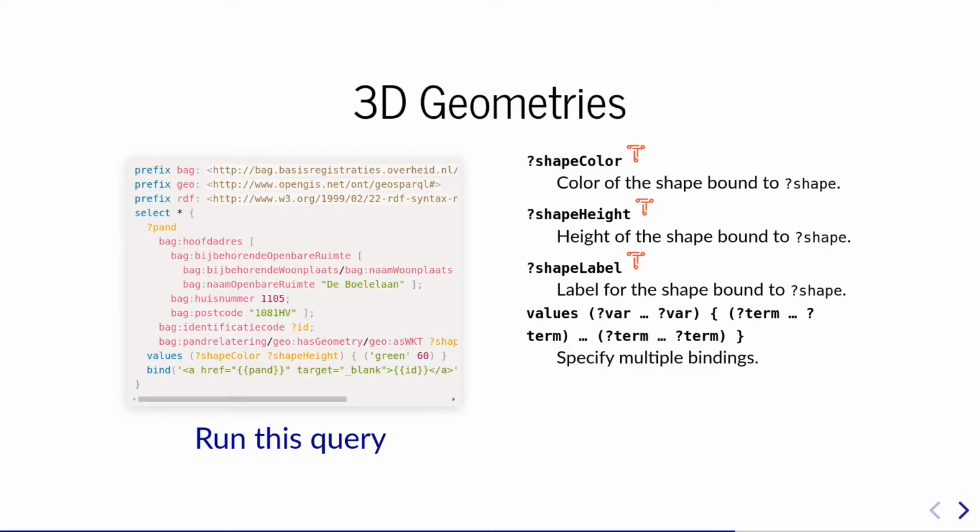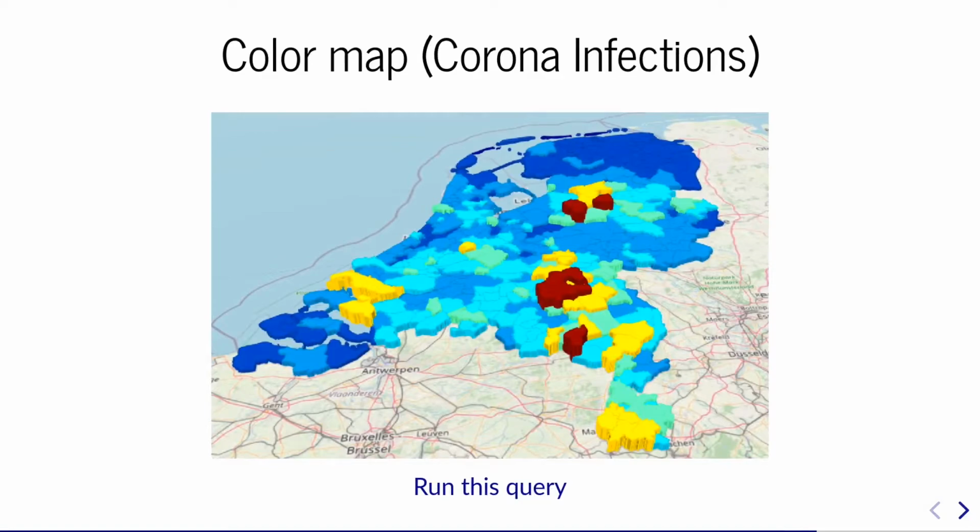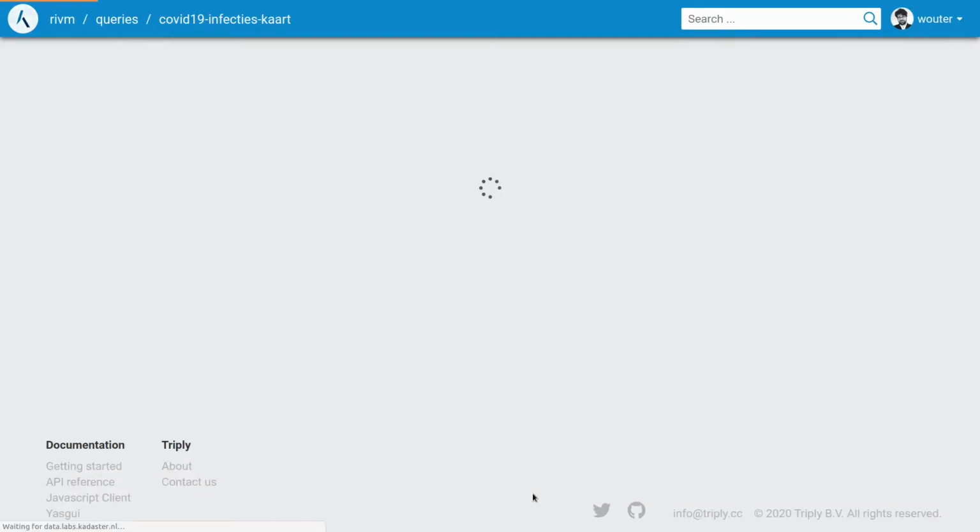Now this green color is a little bit of a toy example, of course. All buildings are green. Well, that's not really a useful use of a color in geospatial terms. So in this query I have used colors in a more productive way to visualize a gradient scale, and it's showing the number of corona infections in the Netherlands. Let's run this query. You can also run it yourself by clicking on the link.